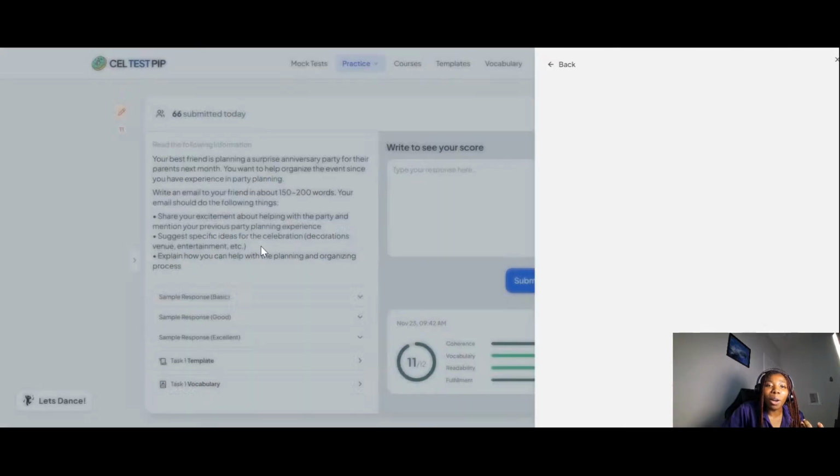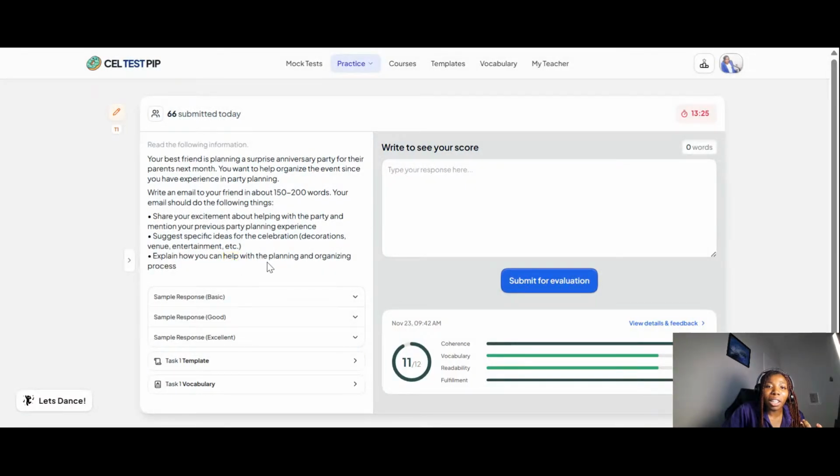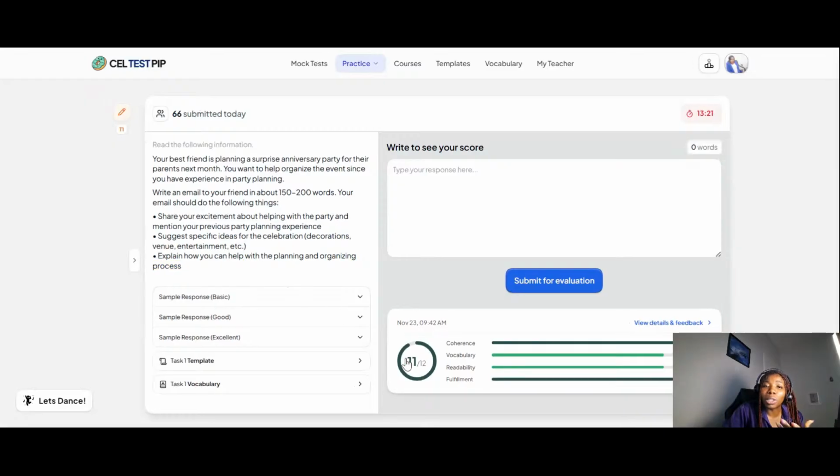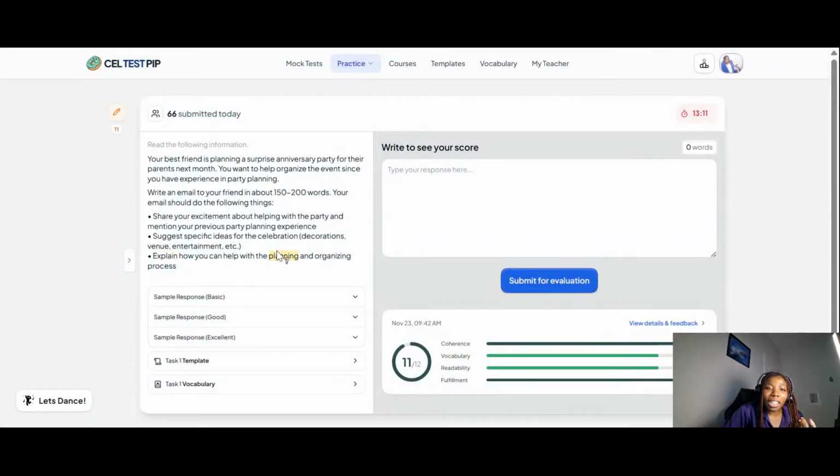This is how you can help with the planning and organizing of the process. To organize means to put things in order, and putting things in order requires you, as a planner, to ask again: what are the keywords here? The keyword in your bullet point is planning and organizing the process. What is the process? The event.